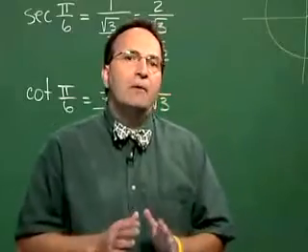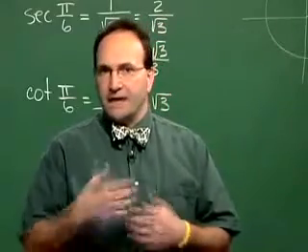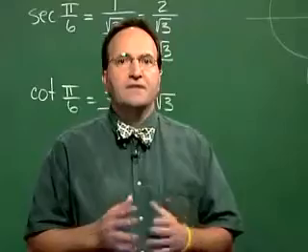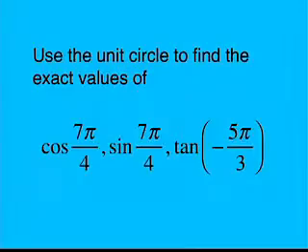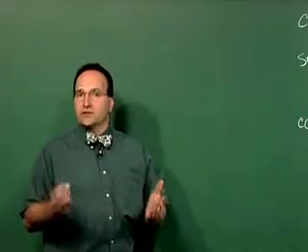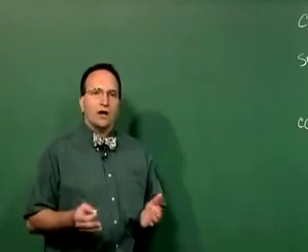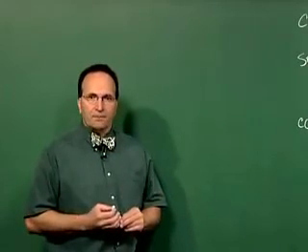Okay, now what I want to do is use the unit circle in the next example to find the 6 circular functions of the given angles. Use the unit circle to find the exact values of cosine 7 pi over 4, sine 7 pi over 4, and tangent of negative 5 pi over 3. Let's apply the circular functions to solve this particular problem.